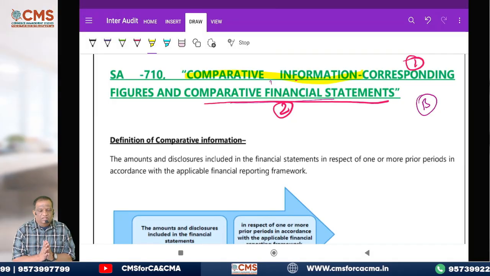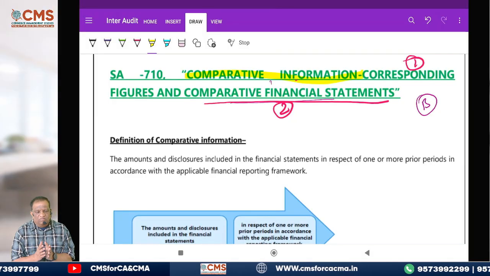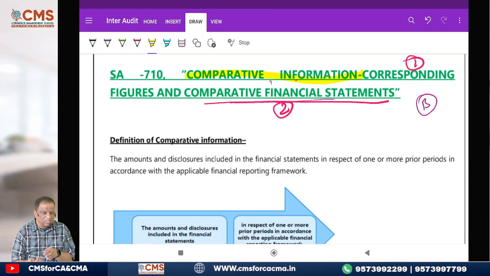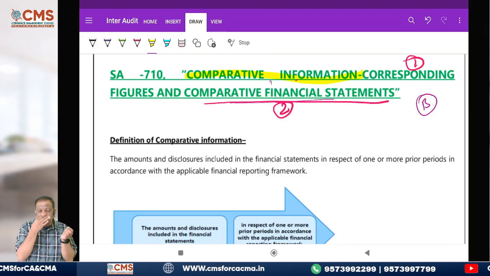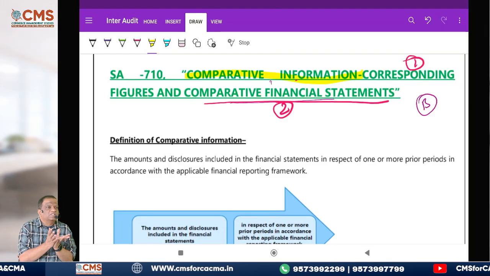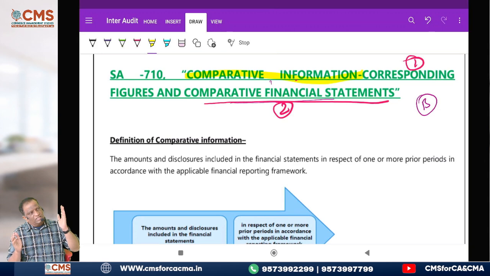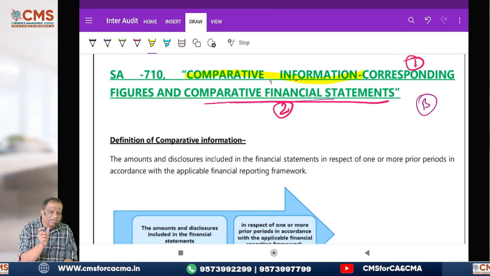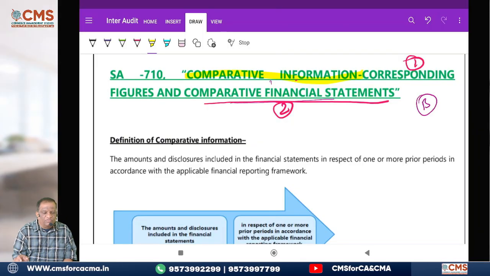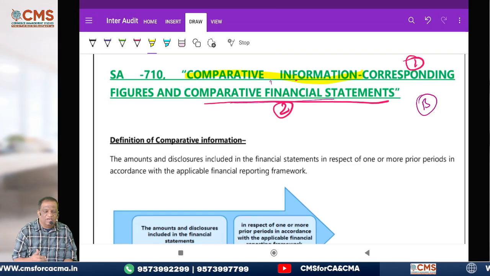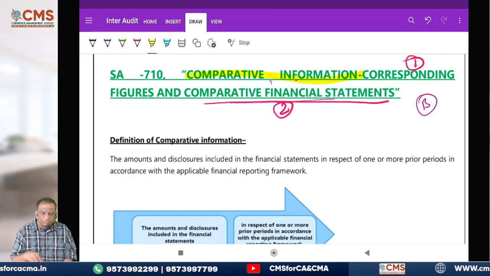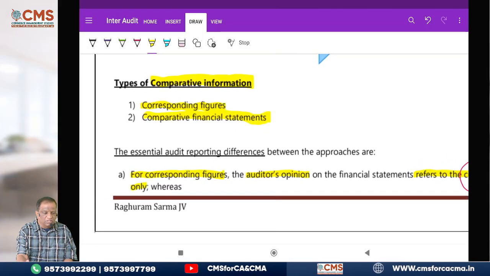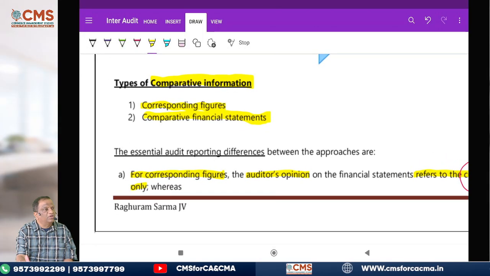Since it's a revision and expecting that you all have listened once, I will directly go to the summary. There are 3 terms involved: comparative financials, corresponding figures, and comparative financial statements. Whenever you look at financial statements, you will have 2 columns, one for the current year and one for the previous year. In that background, whenever you give comparatives, you may do so under 2 different approaches: the corresponding figures approach and the comparative financial statements approach. There are 2 types of comparative information.